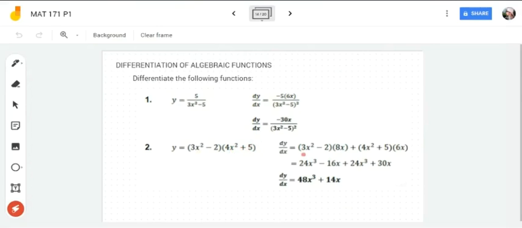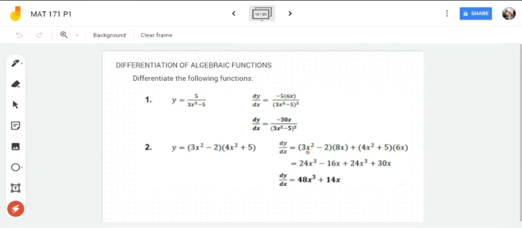And so this will become 3x squared minus 2 multiplied by 8x, plus your 4x squared plus 5 multiplied by the derivative of 3x squared minus 2. If we differentiate it, this will become 3 times 2, 6, so that is 6x, and the constant is 0 if you differentiate that. So the derivative is 3x squared minus 2 quantity 8x plus 4x squared plus 5 quantity 6x.